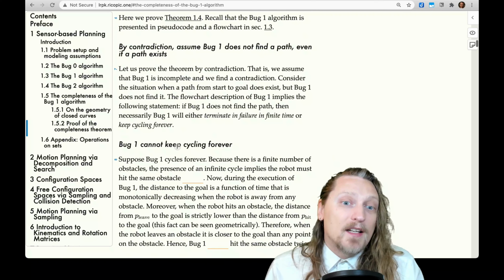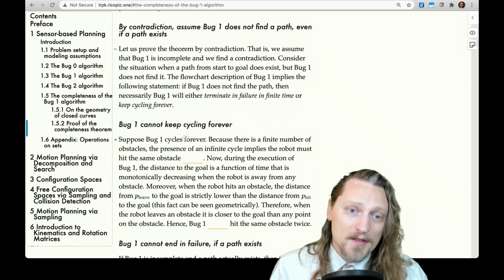So Bug 1 cannot keep cycling forever. Okay, so suppose Bug 1 cycles forever.